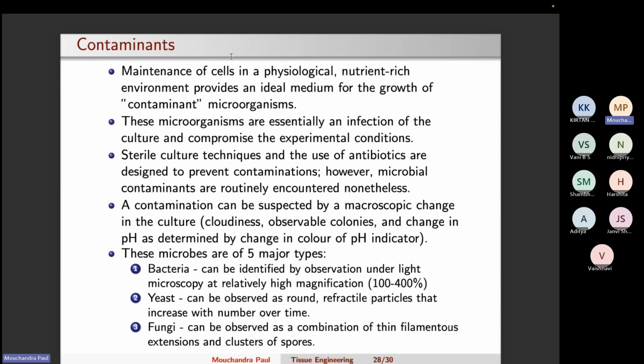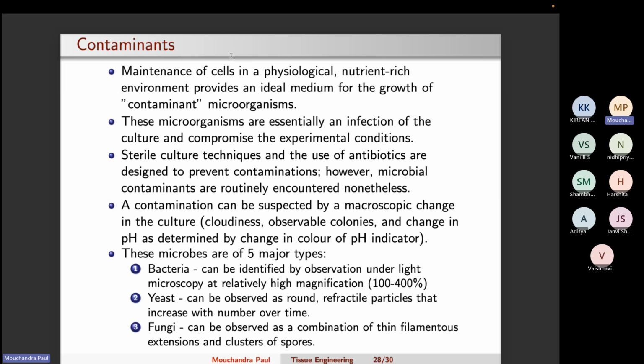Usually, if any bacteria start growing in your flask, then you will see a very rapid change in your pH. The pH will start becoming acidic. That is the first indicator. So if you have changed the media today and tomorrow you have to change the media again.